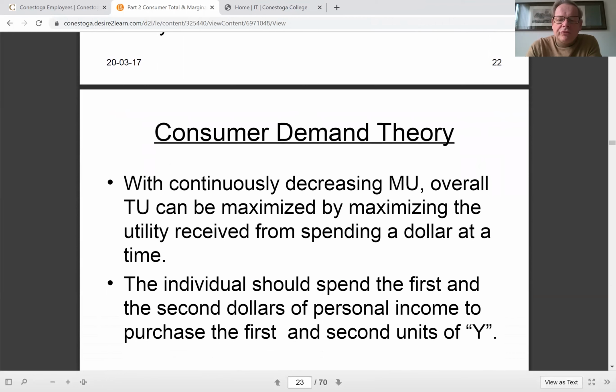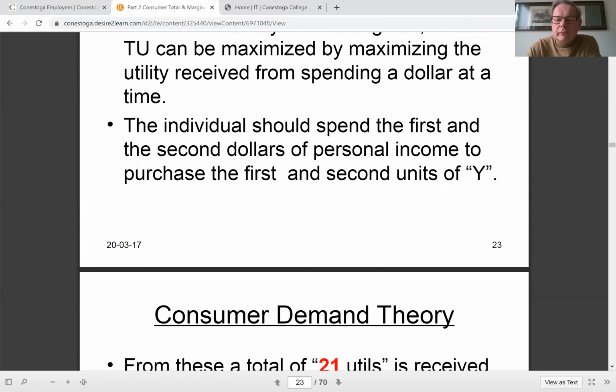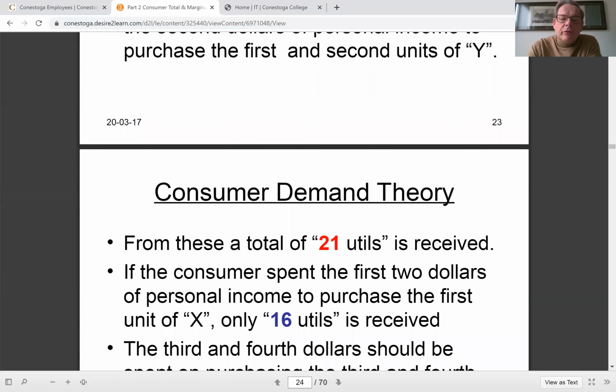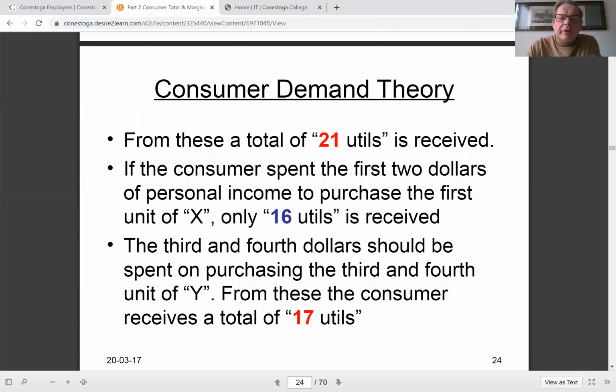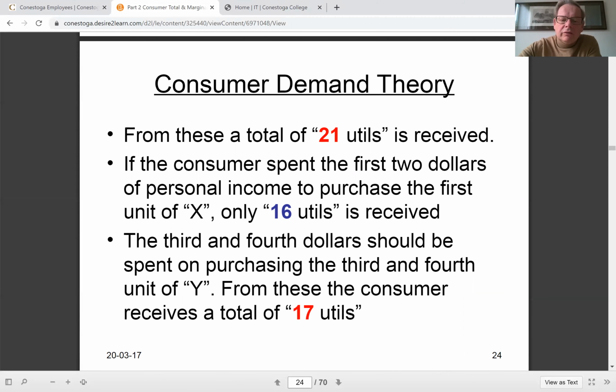The individual should spend the first and second dollar of personal income to purchase the first and second unit of Y. From these, a total of 21 utils is received. If the consumer spent the first $2 of personal income to purchase the first unit of X, only 16 utils is received. The third and fourth dollars should be spent on purchasing the third and fourth unit of Y. From these, the consumer will receive a total of 17 utils.